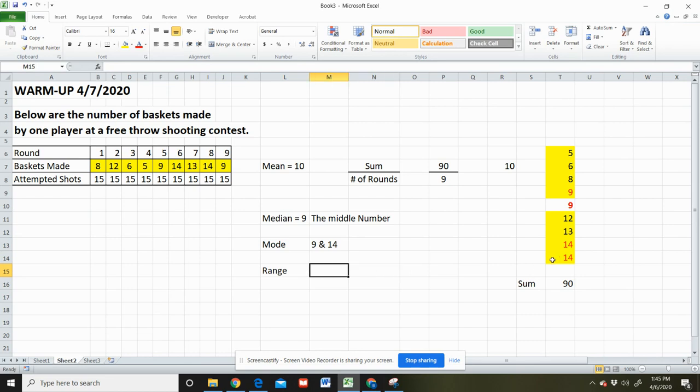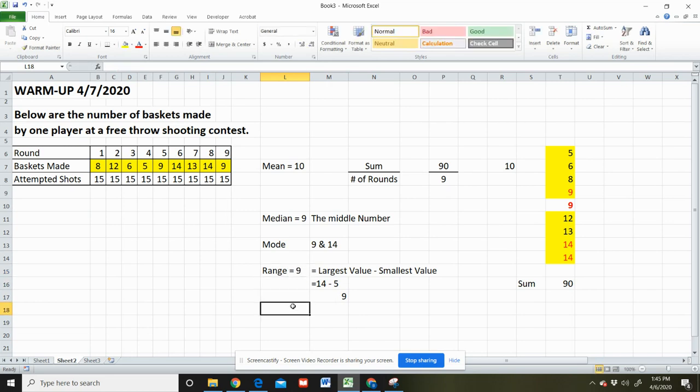And then last is going to be my range. My range is equal to my largest value minus my smallest value. When we do that, we get 14 minus 5, which gives me 9. So my range is equal to 9.